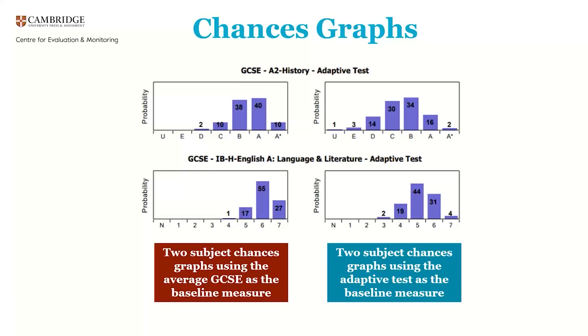So as we said, predictions are just that. They are using sound statistical data. We certainly wouldn't give a prediction if we're not confident that it is a genuine possible outcome for the student, but it's not a guarantee, as we know. It's not a guarantee that you will achieve that grade, and the chances graphs are designed to give you an idea as to what the probability is for that student achieving a slightly different grade.